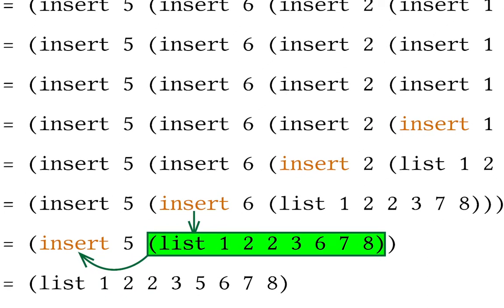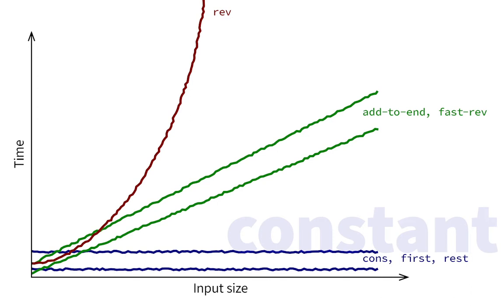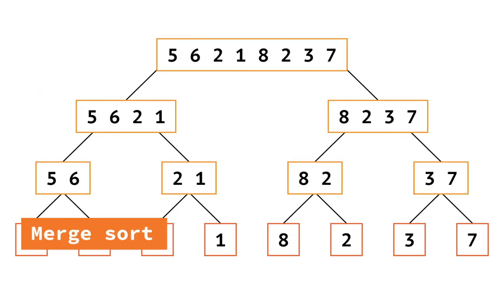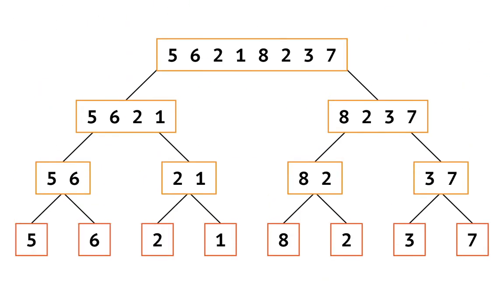to insert. By the way, insert is like add to end in the sense that its performance is linear, at least in the worst case, where the new number has to be inserted all the way at the end. Therefore, the performance of insertion sort is quadratic. What about merge sort? Why is merge sort faster than insertion sort?